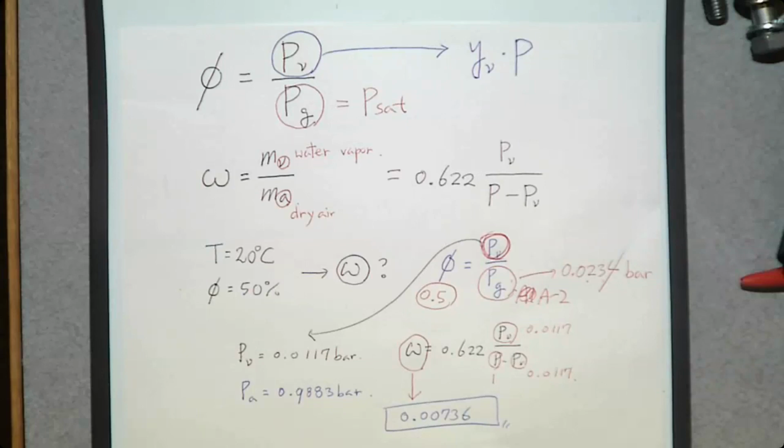So this P is the mixture pressure, total pressure. And total pressure is the sum of every partial pressure in the system. So how many partial pressures in the system? 2. The one with dry air, the other one with water vapor. So if you calculate the sum of these two, it should be 1 bar, which is 100 kilopascal.